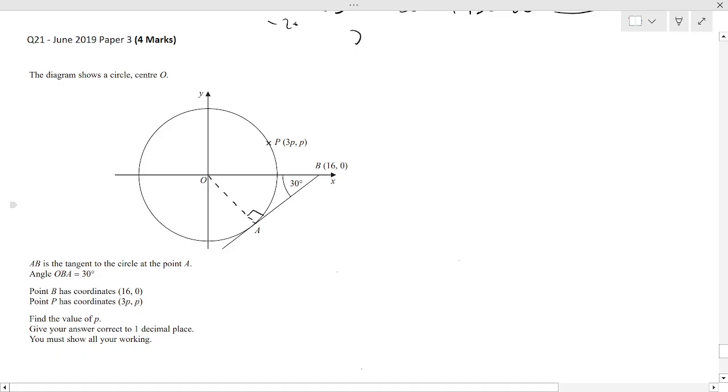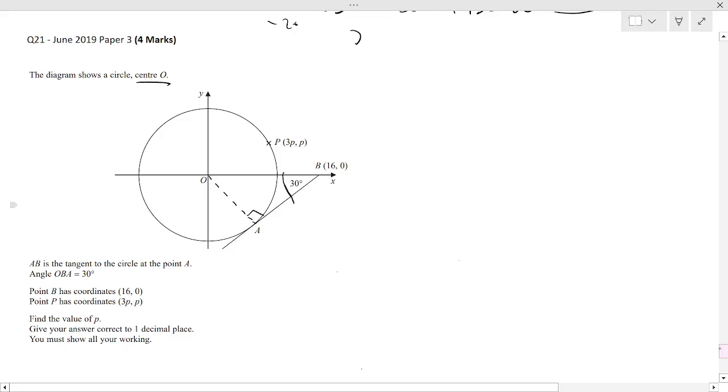Because they told us it's a tangent and the point A is on the tangent, we're going to need to consider the radius towards A. So O is our centre, remember? The centre O, our origin. So we need to consider the radius. But how should we? Well, we're given an angle.